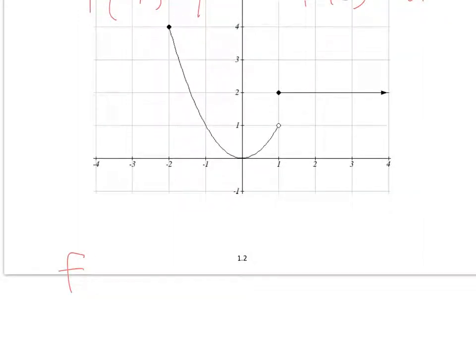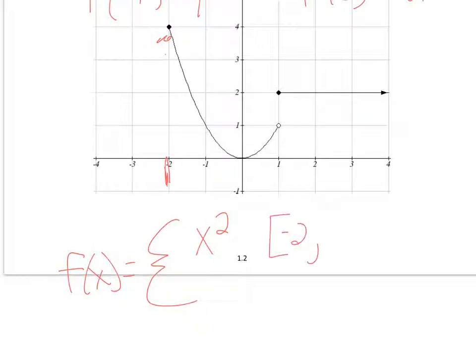So, f of x, and I'm going to use a curly bracket. And I'm going to use the function x squared. And that's from negative 2, and it's inclusive of negative 2 because it's closed. It's got that dot. So for negative 2, I'm going to use a hard bracket. And then it's open at positive 1, which is a soft bracket. And then we're going to use the horizontal line, y equals 2, when x is 1 or greater. So 1 to infinity.